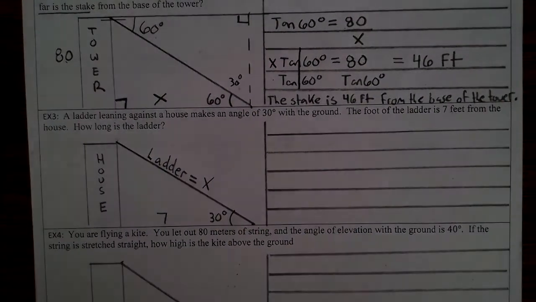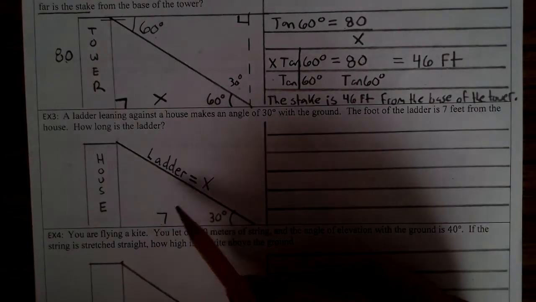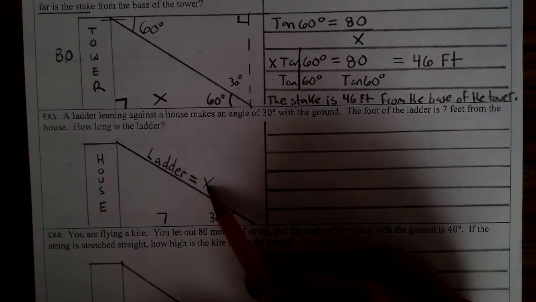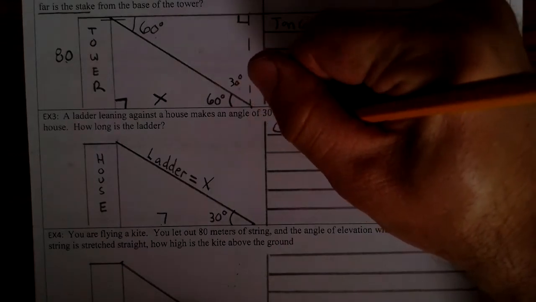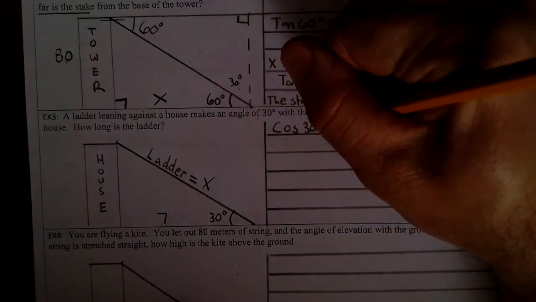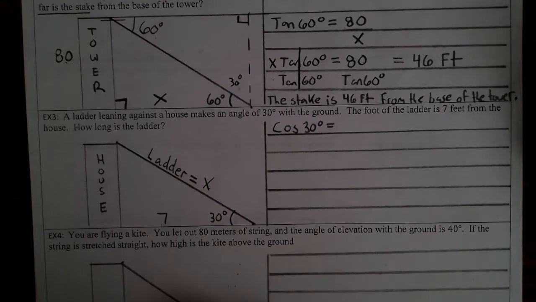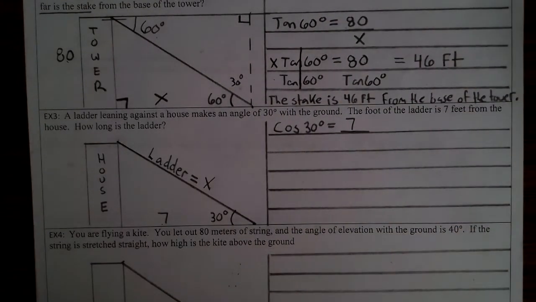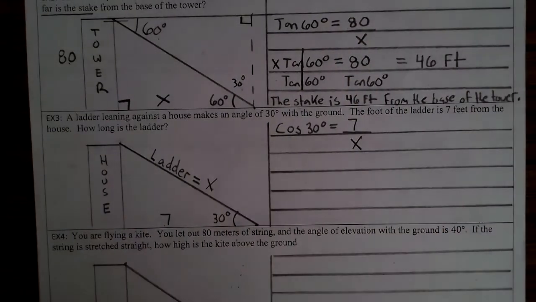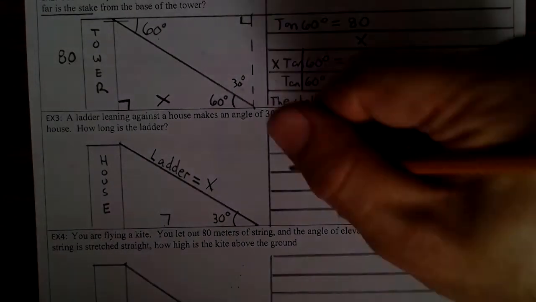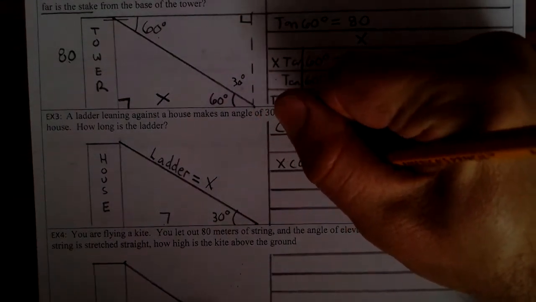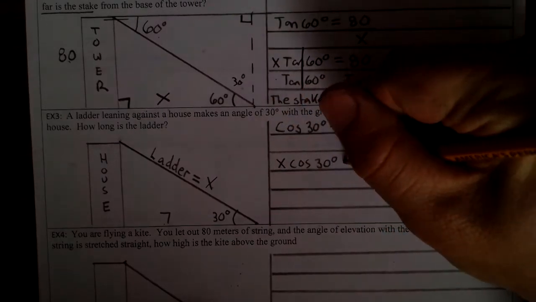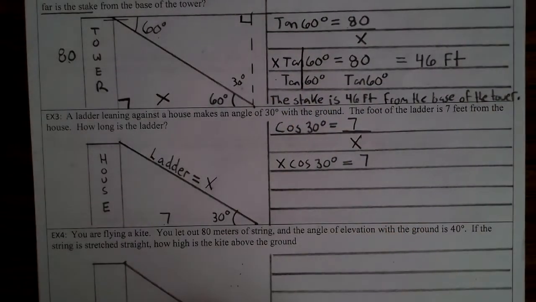We draw a picture. Step 2, we're going to choose the appropriate trig ratio. Well, in this case, we have adjacent over hypotenuse, so we're going to use CAH, or cosine. So cosine of 30 degrees equals adjacent, which is 7, divided by the hypotenuse, which is x. We're going to cross multiply, so x cosine of 30 degrees is equal to 7.